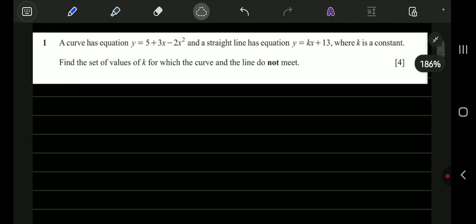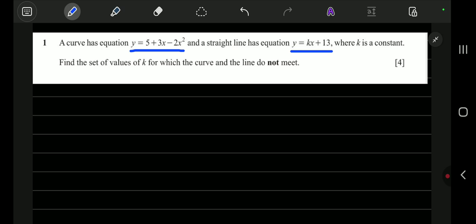Question 1 says a curve has an equation y equals 5 plus 3x minus 2x squared. So this is the equation of a quadratic equation. Okay, and a straight line has an equation y equals kx plus 13, where k is a constant. Find the set of values of k for which the curve and line do not meet.